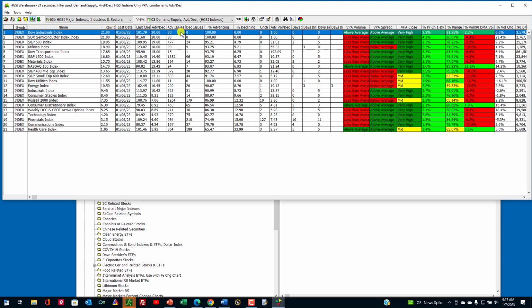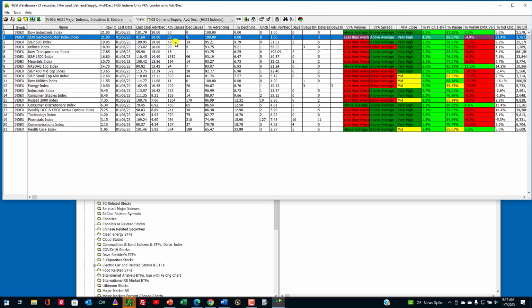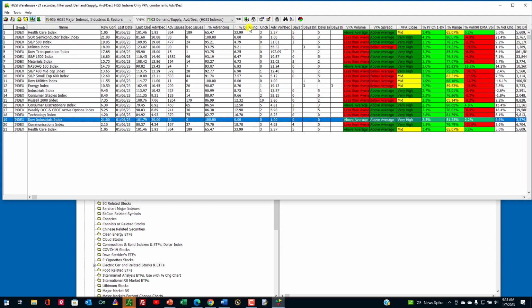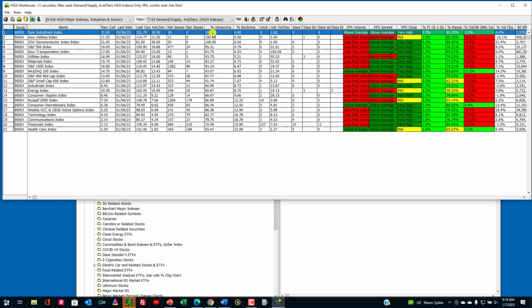Sorting on raw combos, you can see advancers compared to decliners, all advancers in the industrials and the stocks, and then the S&P 500 had strong numbers. And I put these two columns in this week, the percent advancing and the percent declining. And you can see that in some of these indexes on Friday, there were 100% advancers compared to decliners.